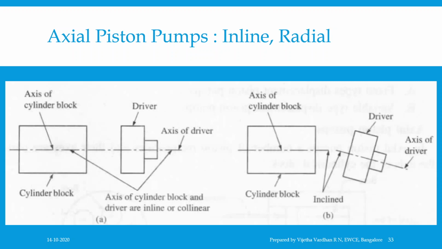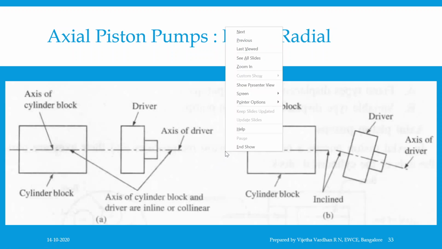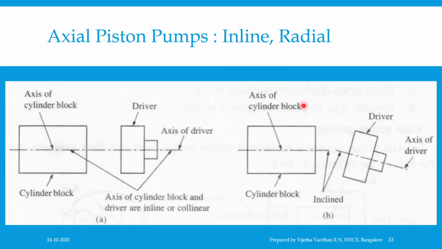Now, what is called inline piston pumps? The inline piston pumps have the axis of the cylinder and the driver collinear or in line, which you can observe in figure A, as shown here. In the same fashion, the bent axis piston pumps have the axis of the cylinder block and the driver inclined to each other, which you can see in figure B.